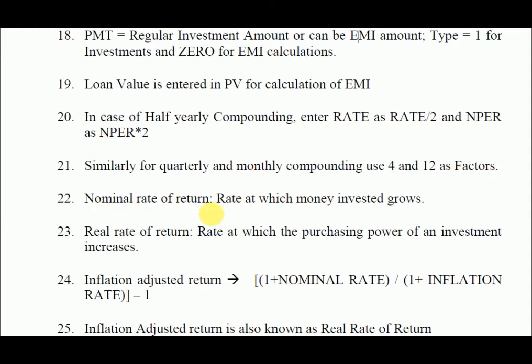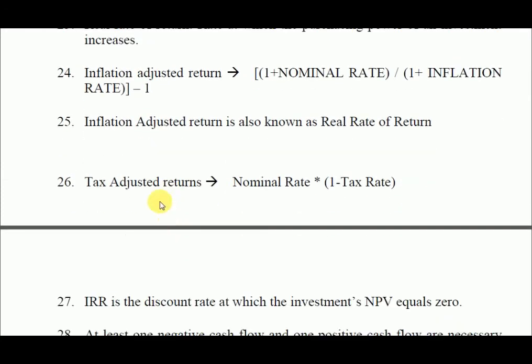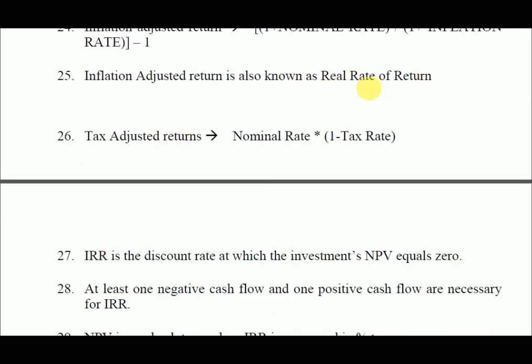Nominal rate of return: the rate at which money invested grows. Real rate of return: the rate at which the purchasing power of an investment increases. Inflation adjusted return equals [(1 plus nominal rate) divided by (1 plus inflation rate)] minus 1. Inflation adjusted return is also known as real rate of return. Tax adjusted returns equals nominal rate into (1 minus tax rate).